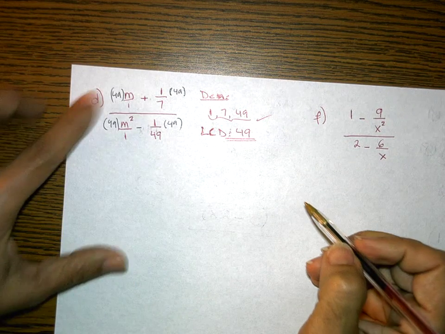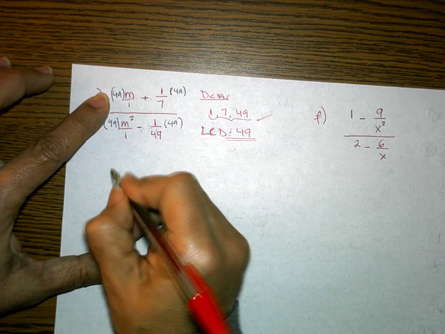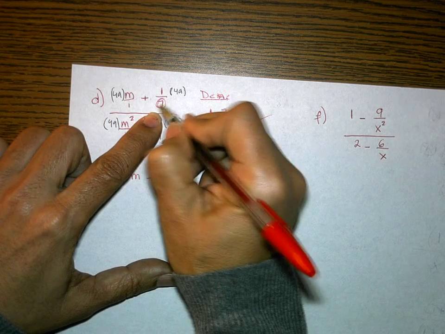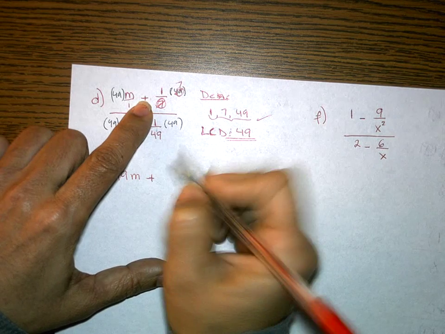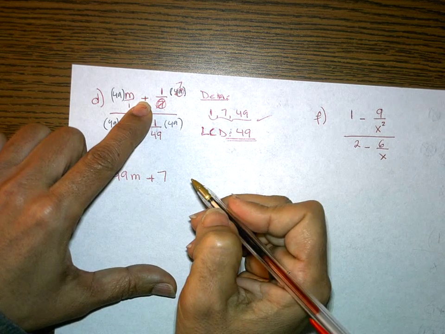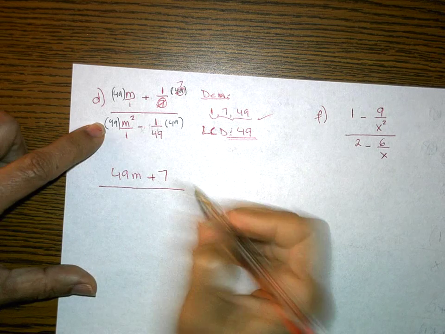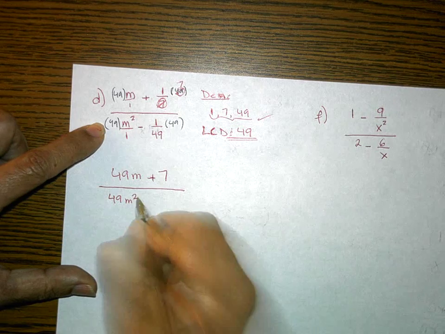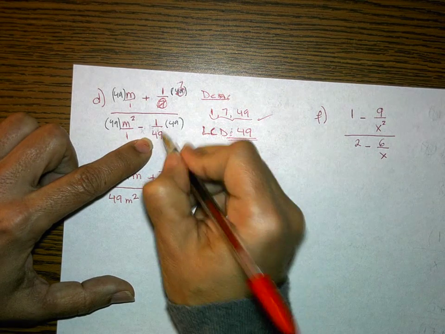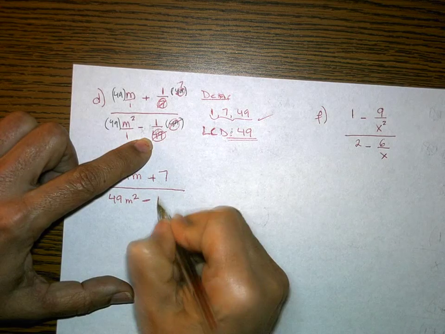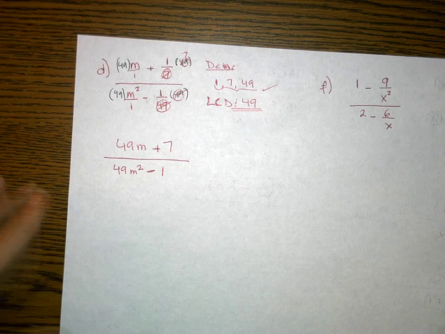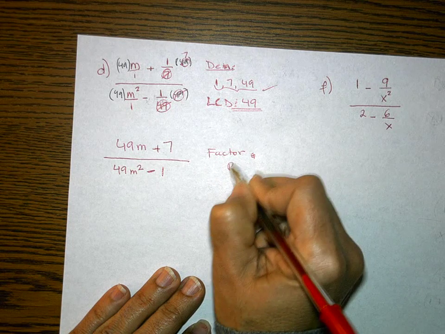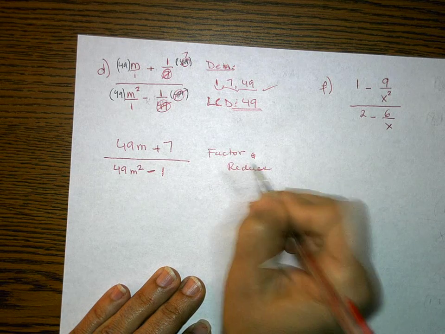So when I multiply this by 49 over here, I get a 49m. Plus, over here we can reduce the 49 and the 7, and we get a plus 7. There we go. Then on the bottom we see that nothing reduces here. We get 49m squared. And here the 49s reduce, and we get a minus 1. Okay? All right, now we are ready to always, as I say, factor and then reduce. We cannot reduce until we factor it because we have a group here.